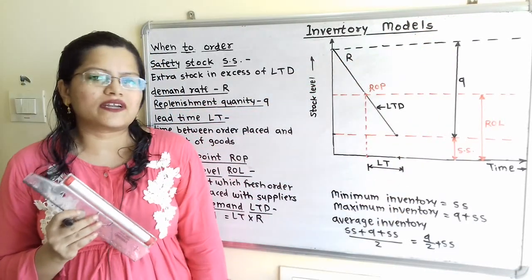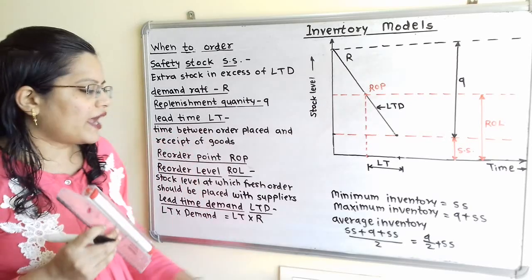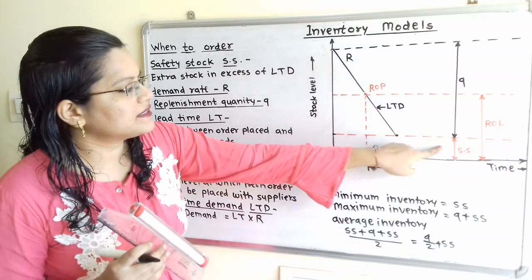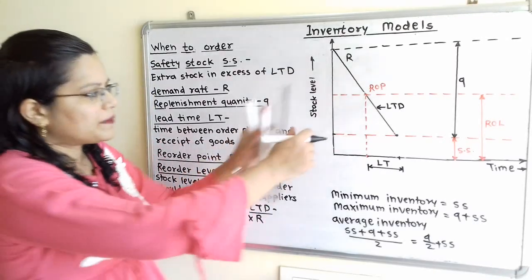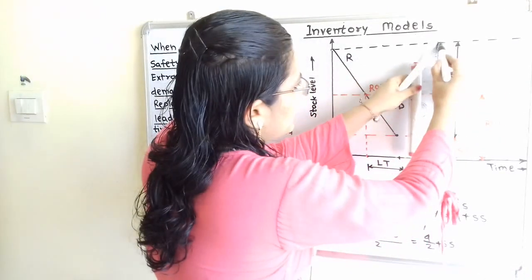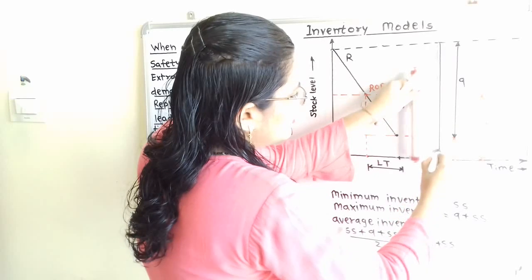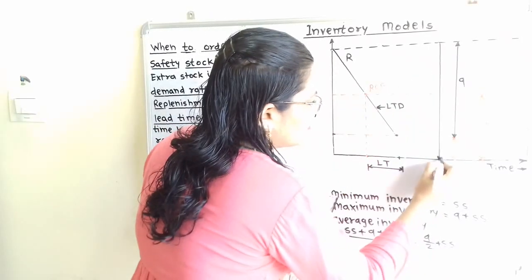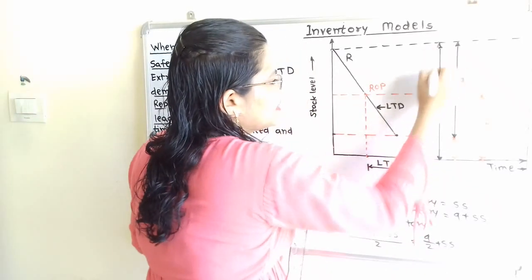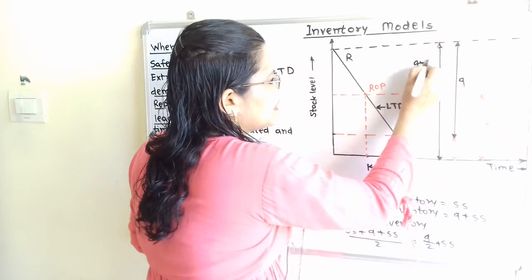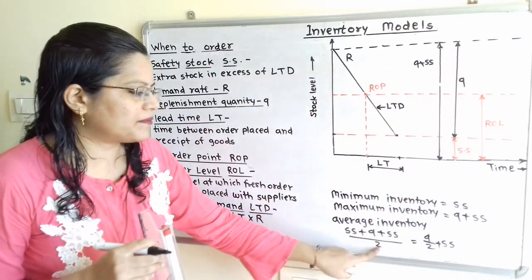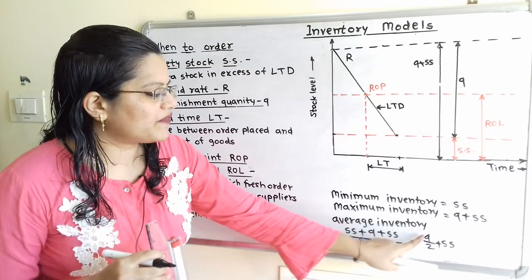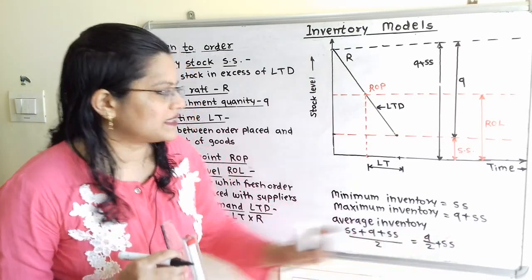Now how to calculate the average inventory? Average inventory is SS plus Q plus SS. Now I will show here the maximum inventory, that is Q plus SS. So we have to consider this, and this line will be Q plus SS. So it is SS plus Q plus SS divided by 2. If we simplify this, we will get Q by 2 plus SS.